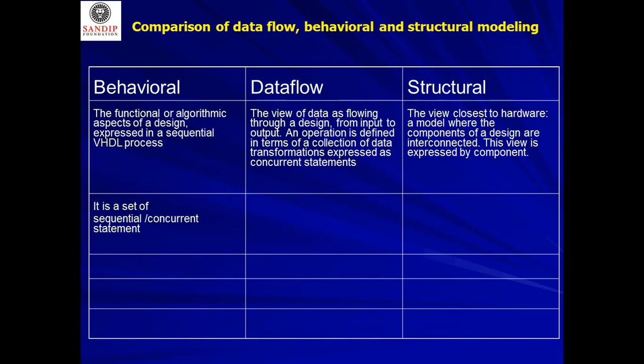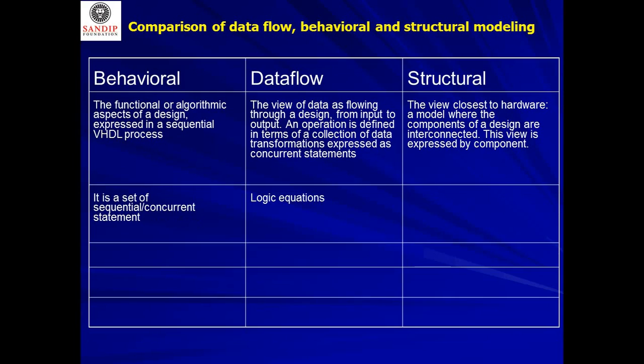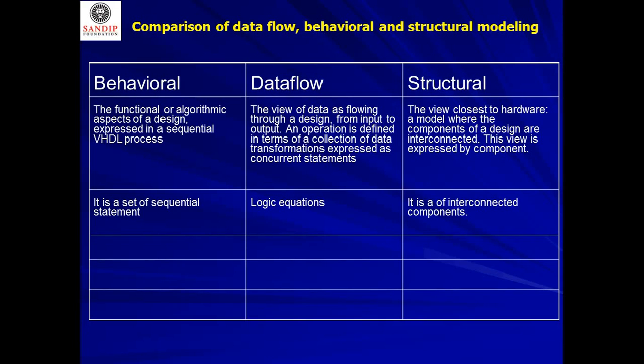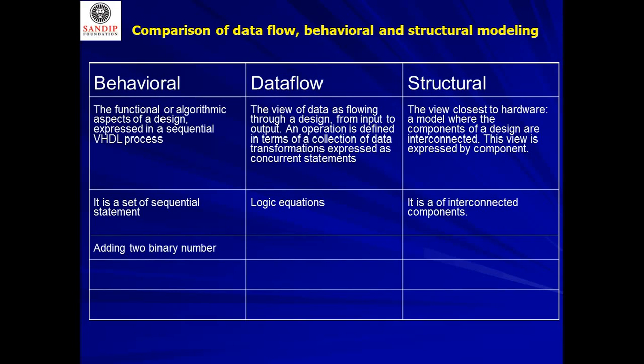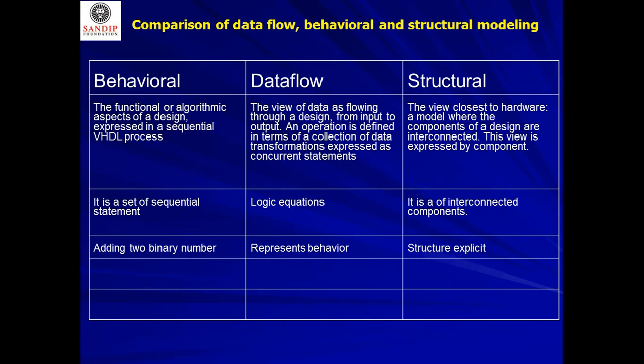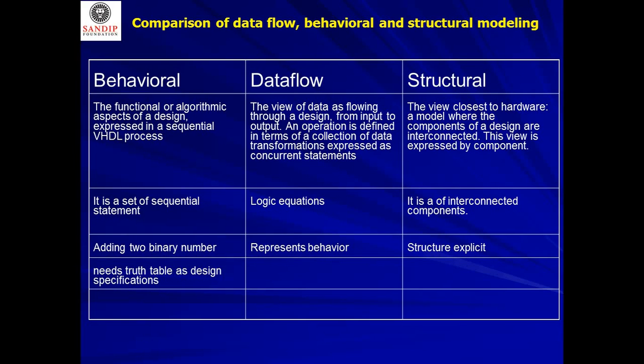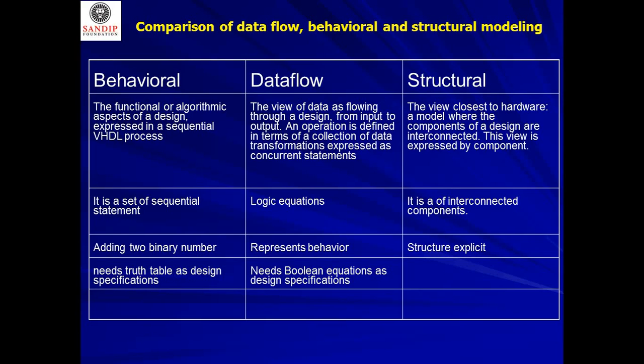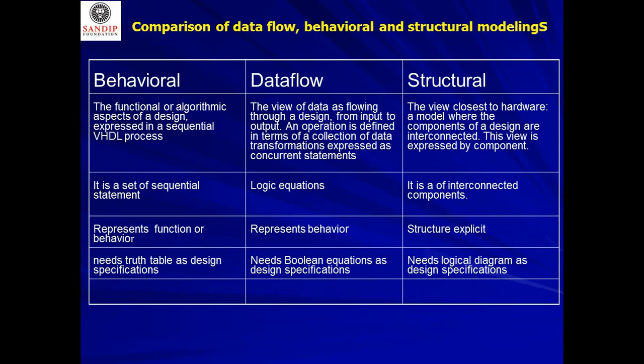In behavioral, it uses the set of sequential or concurrent statements. In data flow modeling, it uses the concurrent statement, specifically logical equations. Structural modeling uses the interconnection of components. Example, in behavioral modeling it represents the operation. In data flow modeling it represents the behavior, and in structural modeling it represents explicit structures. Behavioral modeling needs the truth table as the design specification. Data flow modeling needs Boolean equations as the design specification, and structural modeling needs the logical diagram as the design specification.